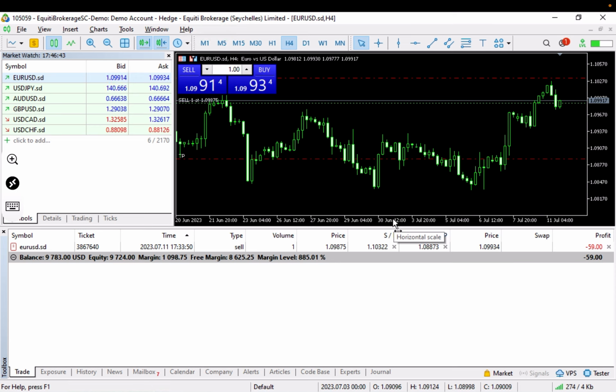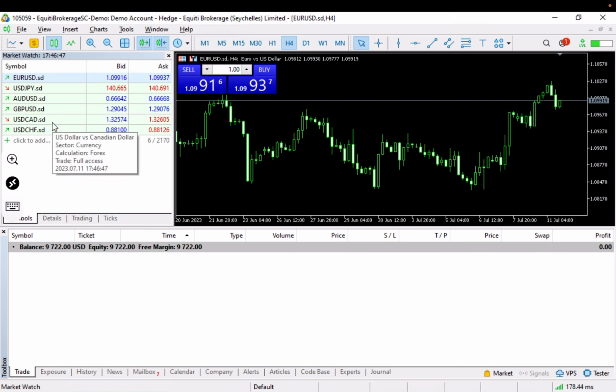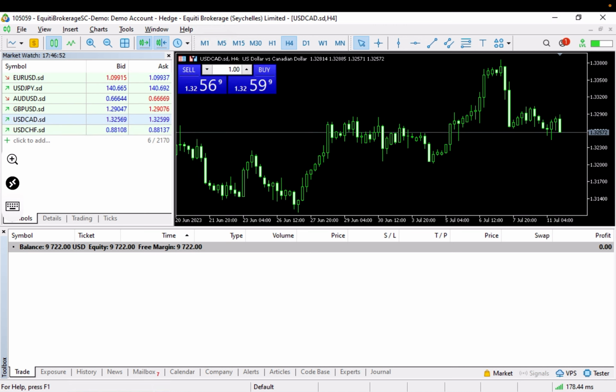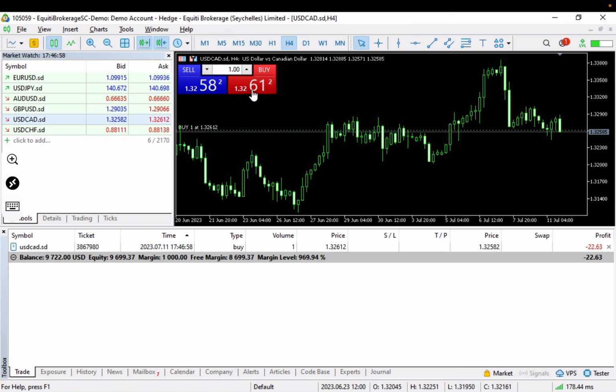But this is not always the case. If I do this on other pairs, for example, let's do this on USD CAD, then this formula is not going to work. I'll show you what happens here. Let's say I buy one volume.